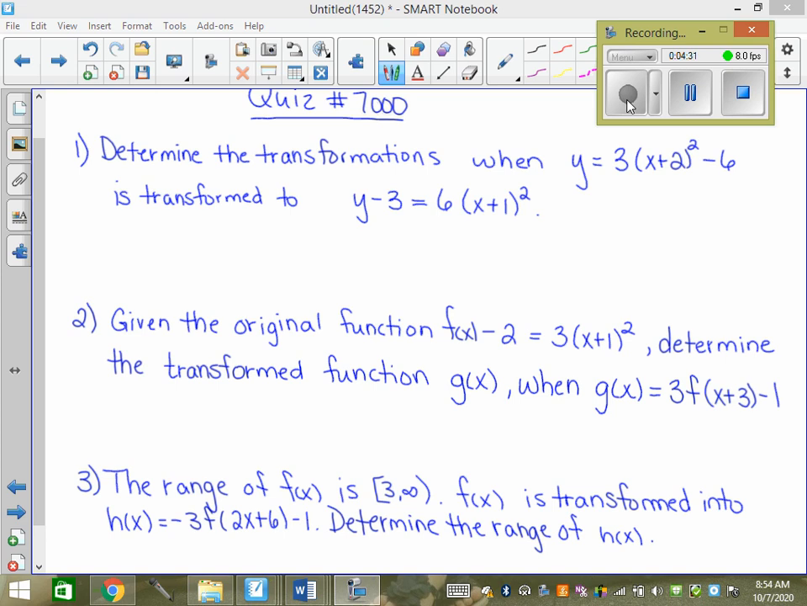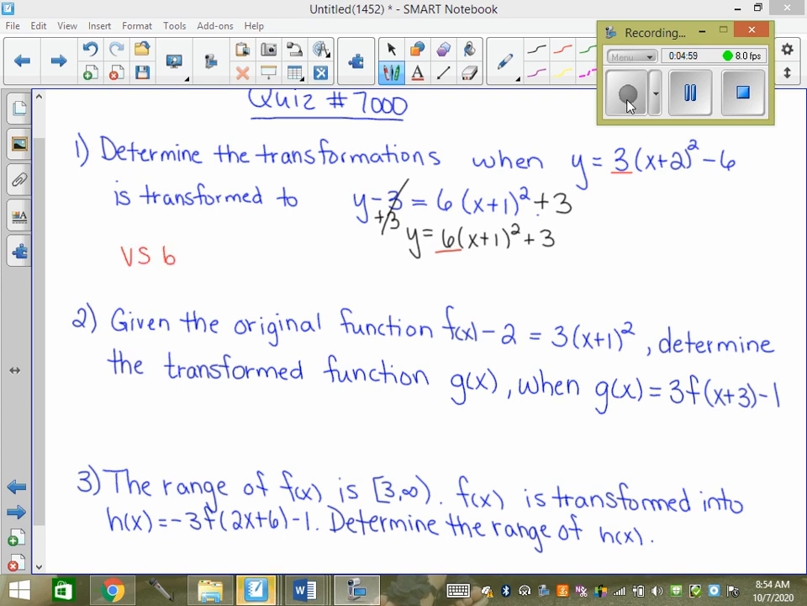So the first thing I'm going to do is add that 3 over so that they're in the same format. So now I have y equals 6(x plus 1) squared plus 3. If I have them in the same format, I can just compare them now. 3 to 6. What am I doing? Vertically stretching by a factor of 2.